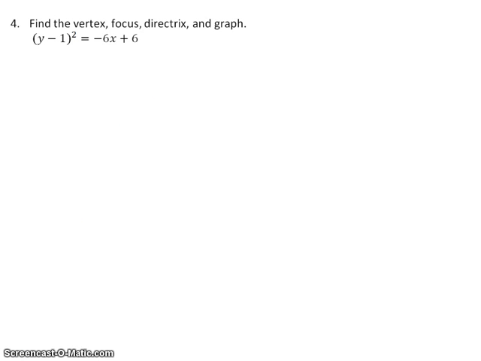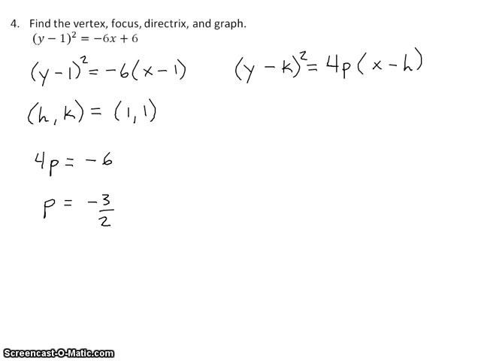Find the vertex, focus, directrix, and graph. Okay, so first thing that we need to do is put this in the form of the conic parabola and then identify vertex and p-value so that we can identify the focus and directrix. Okay, so I found the vertex and I found the p-value. And what I need to do from here is let's go ahead and graph. Let's look at the picture and then identify the focus and directrix.